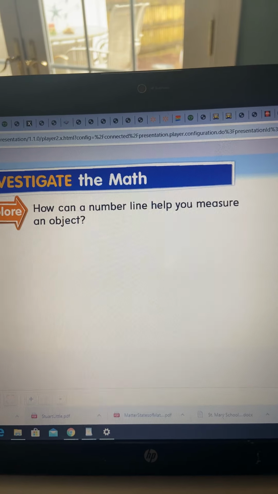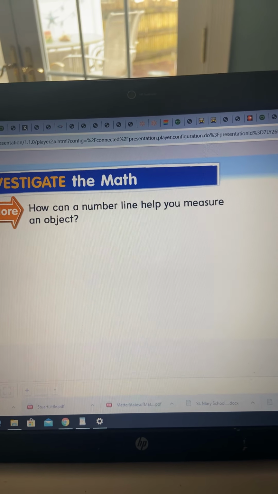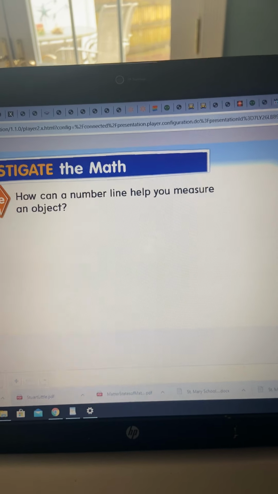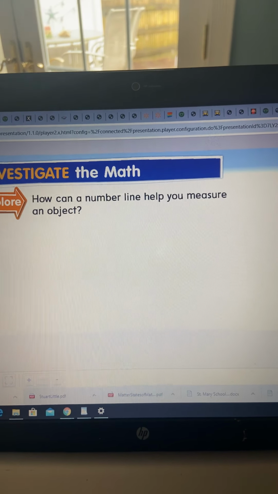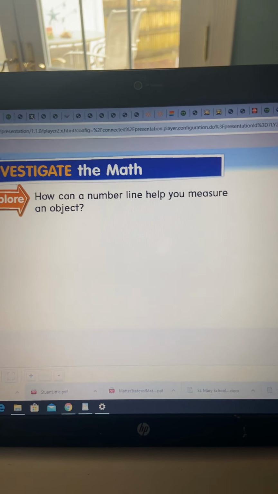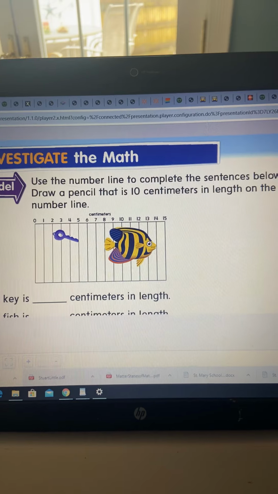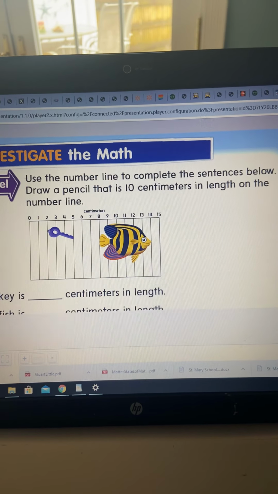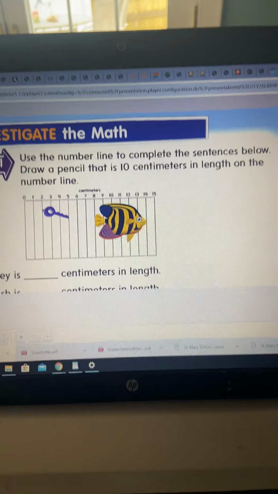Okay, how can a number line help you measure an object? Well, a ruler really basically is a number line if you think about it. It's a line with numbers, just different numbers than what we're used to seeing. Okay, so if you take a look at this number line, it says to draw a pencil that is 10 centimeters in length on the number line.